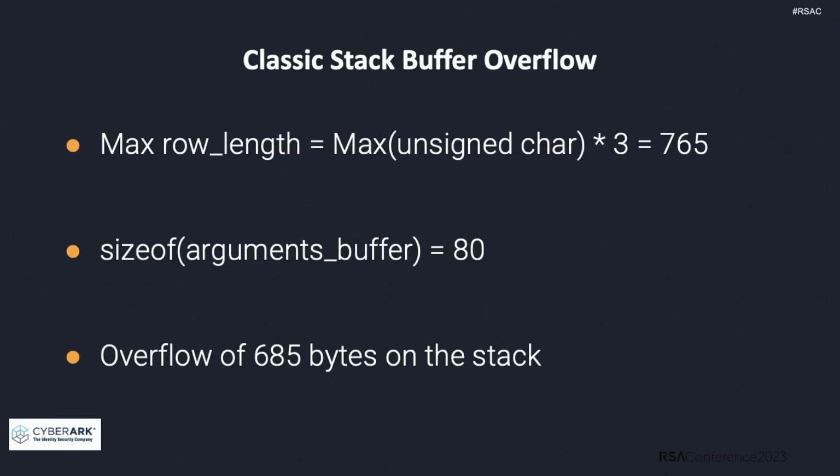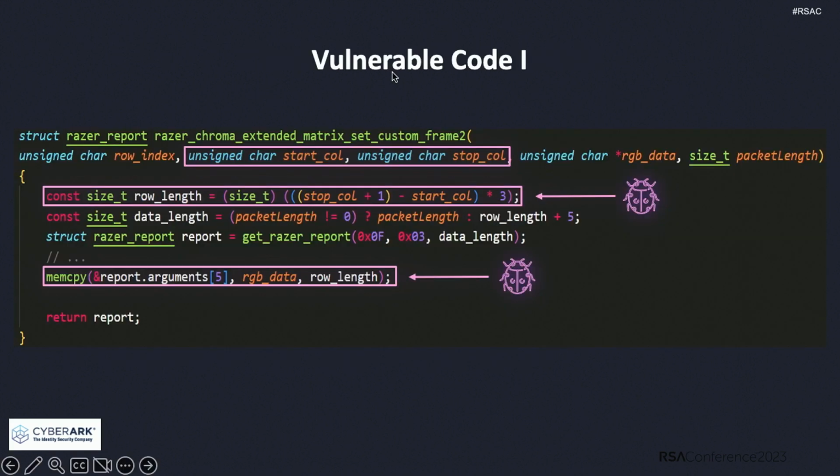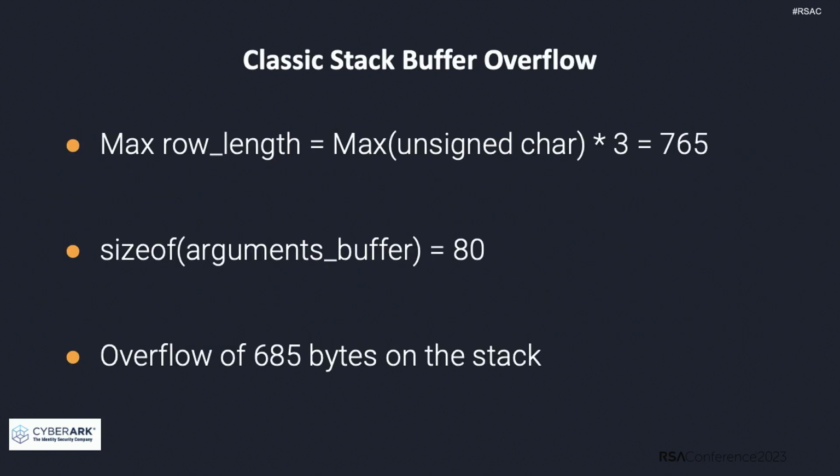So the vulnerability here is pretty simple. If we see here, we can see that the unsigned character is the size of 255 bytes. And we have the assignment of row length, which the maximum value of it can be 765 bytes. And we said the argument buffer is the length of 80 bytes. So we have an overrun of 765 bytes over an 80 byte buffer. So we basically have 685 overrun bytes over the stack, which is a great buffer overflow vulnerability.